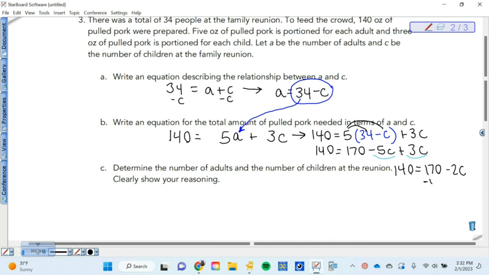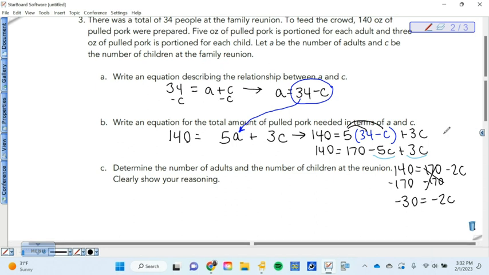Excellent. Minus 170 from both sides. Those ones cancel out. What's 140 minus 170? Excellent. So negative 30 equals negative 2c. And now what's my last step to solve for c? Yeah, divide by negative 2.